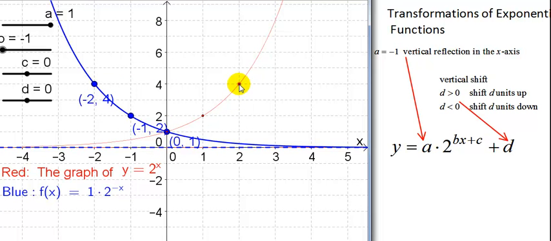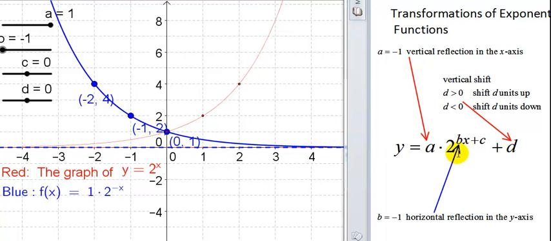Points that were on the right are now the same distance on the left. This was 1 unit on the right, 1 unit on the left. Points that were on the y-axis stayed on the y-axis. And notice the horizontal asymptote didn't move because the points over here became points over here. So your horizontal asymptote is still y equals 0. So we can see what happens when b equals negative 1. It's a horizontal reflection in the y-axis.